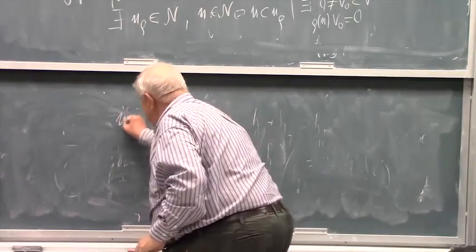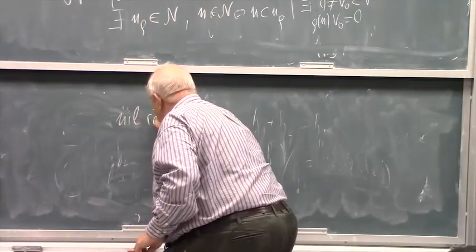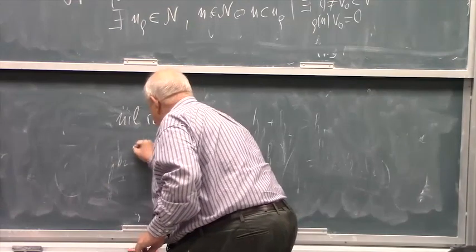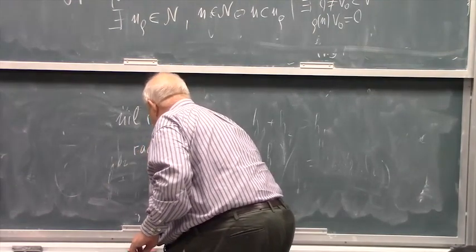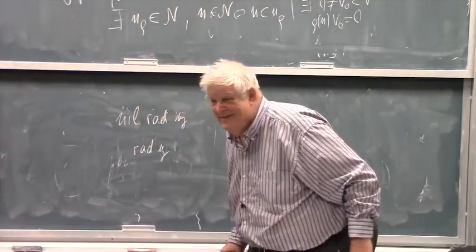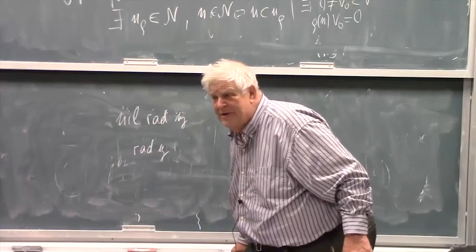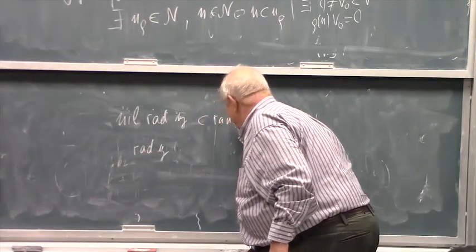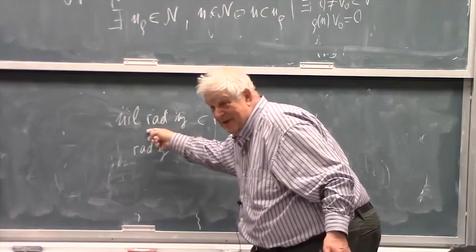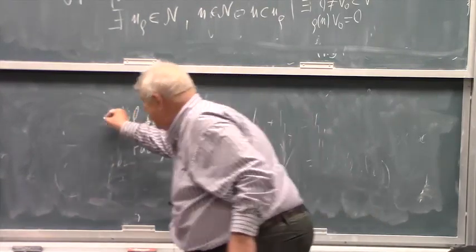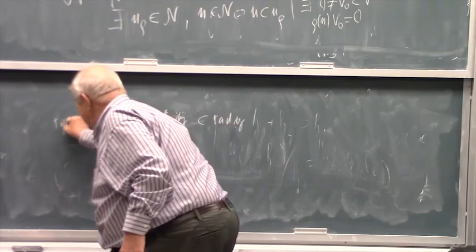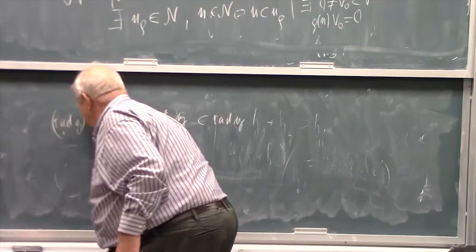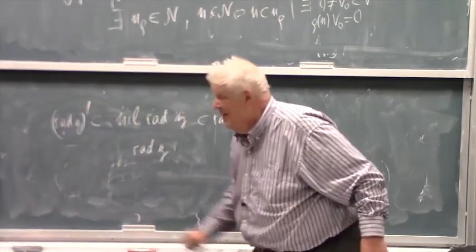Nilpotent radical of G and radical of G. How are they related? Certainly this is contained in this, because this ideal is a solvable ideal, and this contains this because this is nilpotent.